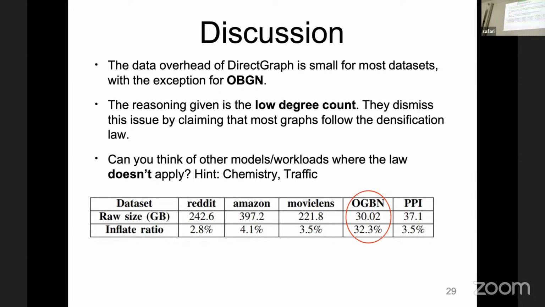For chemistry, what I had in mind was molecular, where basically molecules are displayed as graphs, because molecules at most can only have 4 neighbors after each atom. So the densification law would not apply here. Or for traffic, where traffic systems, basically, when we look at the crossroads, also do not really have that high of a neighboring count. So the degree count will still not increase even after expanding the graph.